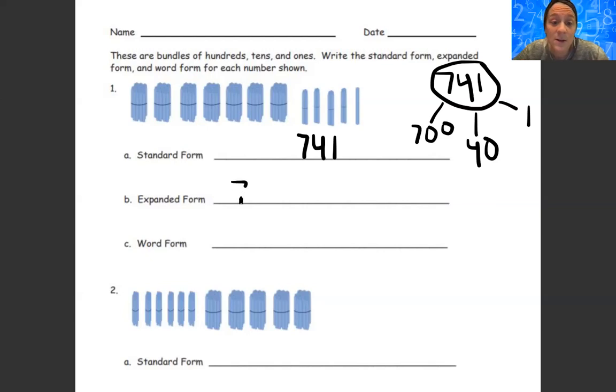So we're going to do 700 plus 40 plus 1. And that's writing it in expanded form. So we have the number 741 written in expanded form.